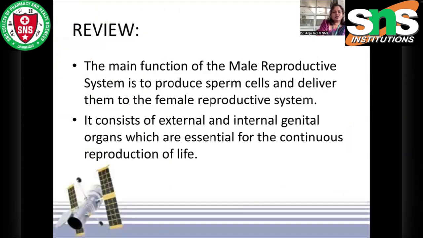See, the main function of the male reproductive system is to produce sperm cells and deliver them to the female reproductive system. It consists of external and internal genital organs, which are essential for the continuous reproduction of life.